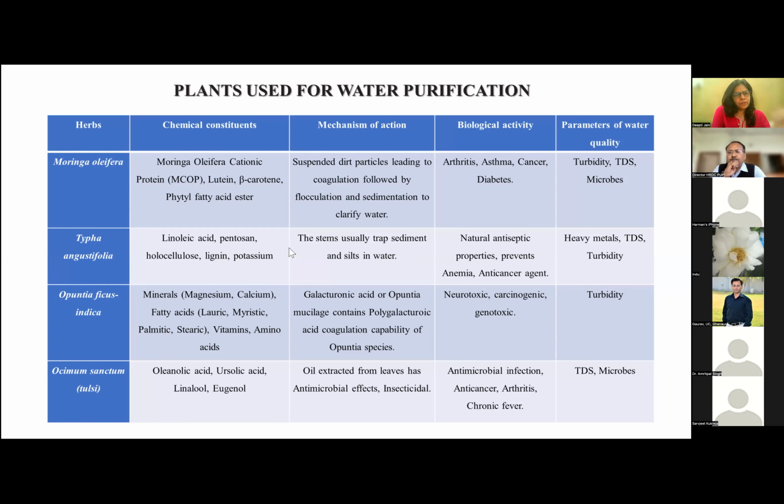So if we use, that is what my concept is. If we use moringa along with Tulsi or along with clove, a mix of herbs which work on different principles, then we can come out with a mixture which can really cover all aspects, all parameters of water purification.